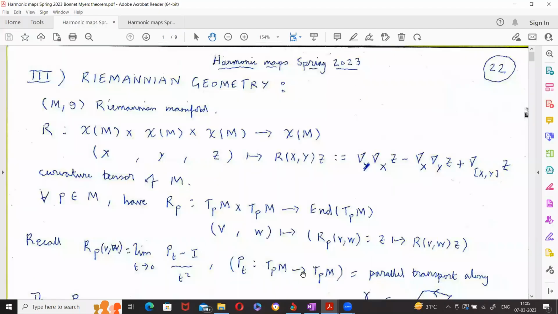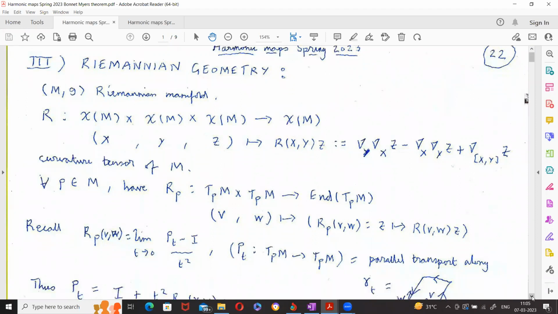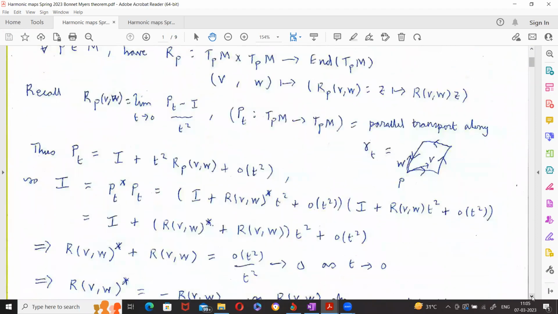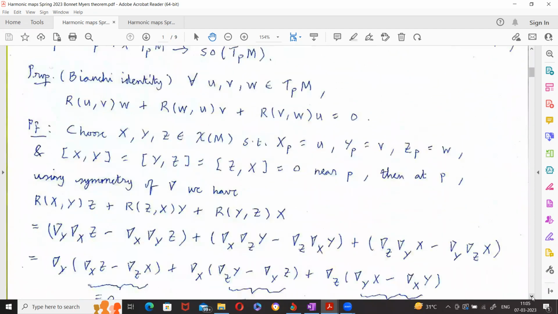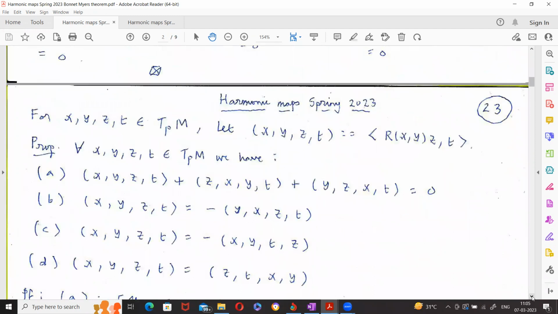Okay. So we've talked about the curvature tensor of a Riemannian manifold. There were just a few things I wanted to say about the curvature tensor. So we saw some properties of the curvature tensor.